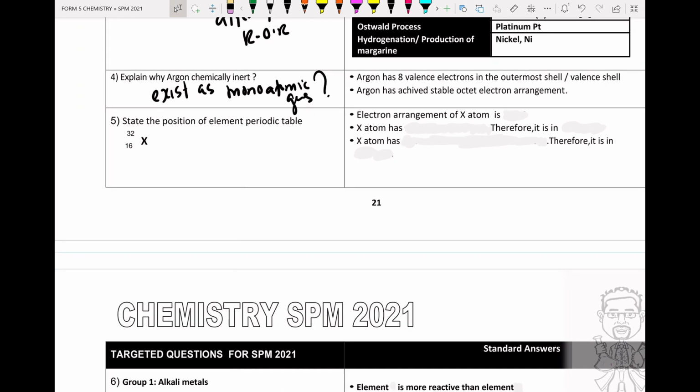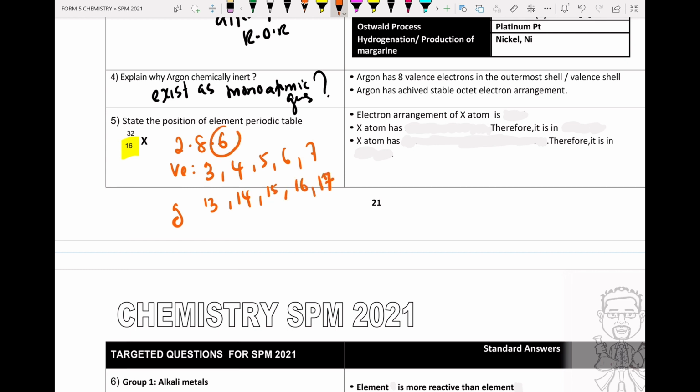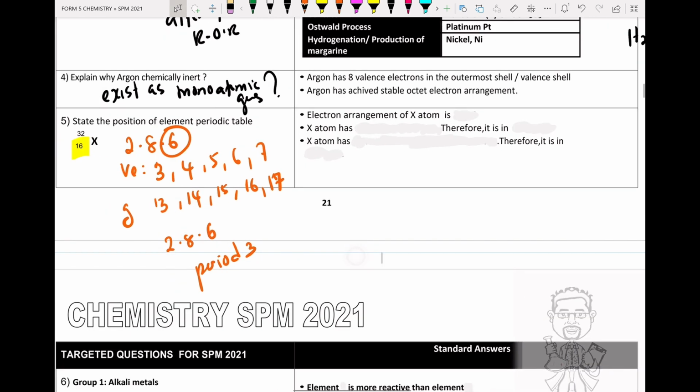For question number 5, when they ask the position of an element in the periodic table, use the small number at the bottom, try to do the electron arrangement 2.8.6 and check the valence electrons. Valence electrons 3, 4, 5, 6, 7 must be put as group 13, group 14, group 15, group 16, group 17. So in this case, it will be group 16. And check the number of numbers present in 2.8.6. It has 3 numbers, so it is from period 3.